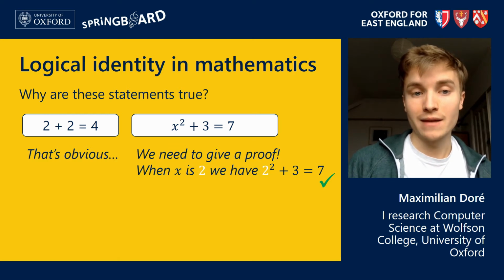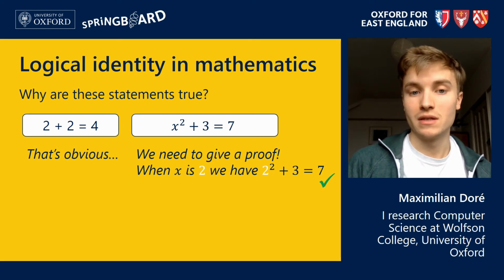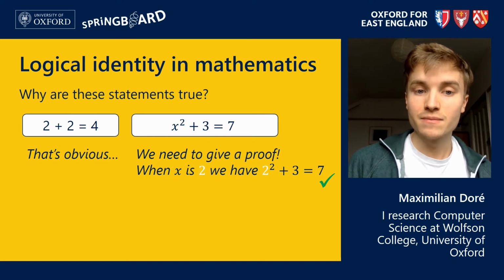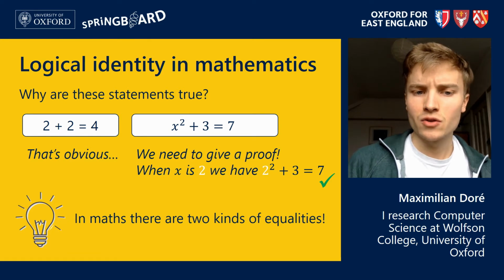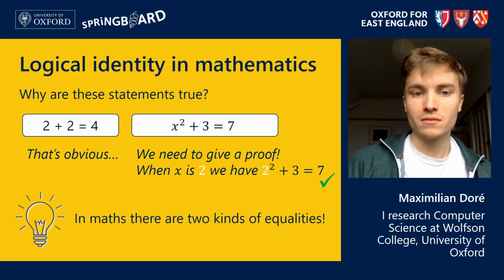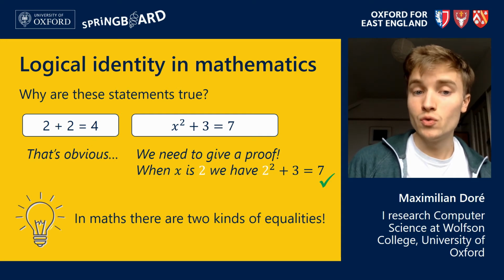Only when we can solve this equation, so when we find some x that makes the statement true, then we know it's true. So if we put in 2 for x, then we know that 2 squared plus 3 is indeed 7. So only by giving this proof, we make the statement true. So it seems like there are two kinds of equalities in mathematics. So already by looking at these two simple sentences, we can see there's some difference in what we mean when we establish an equality and what we need to do to prove that some equality holds.